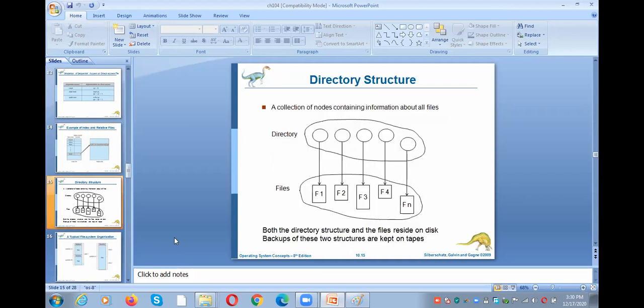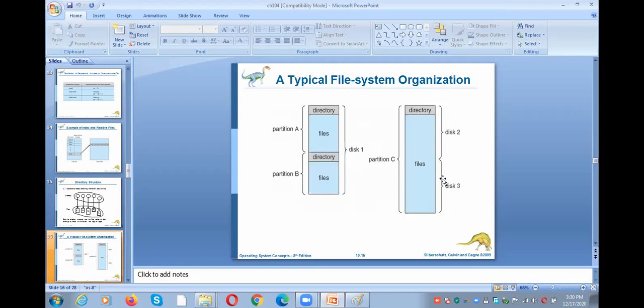And coming to directory, a directory is a collection of files. Observe here the collection of nodes containing information about files. So these are the files here, and these are the directories. Basically the disk is divided into different directories. Here disk one is divided into two partitions, and partition A consists of one directory and partition B contains another directory. So only one disk is divided into two partitions here.